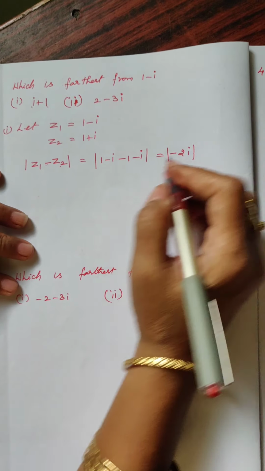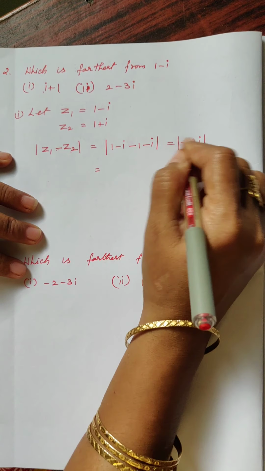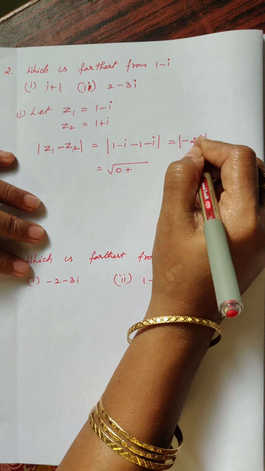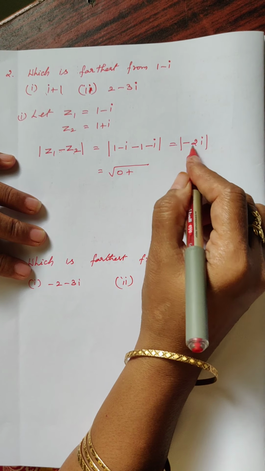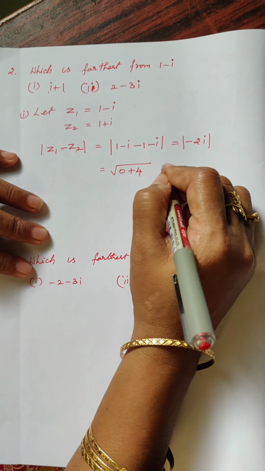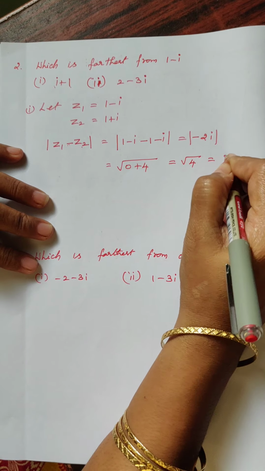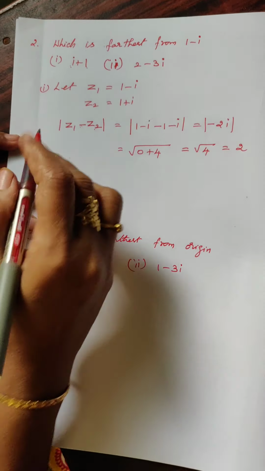Modulus of minus 2i means what? It is equal to the root of the real part squared, which is 0, plus the imaginary part squared, which is minus 2. Minus 2 squared is 4. So it is equal to root of 4, and you know the value of root 4 is 2. Is it clear now?